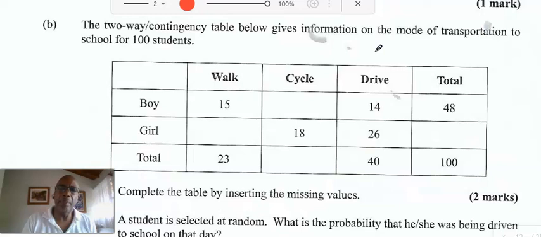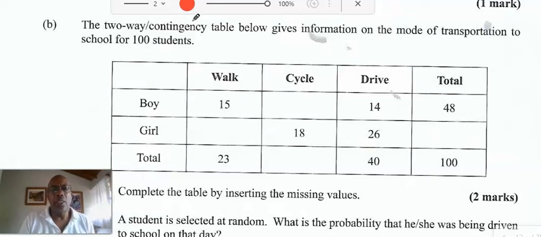Education Certificate Examination in Mathematics. That's for July. So we are on question number 5, part B. And here the question asks, the two-way contingency table below gives information on the mode of transportation to school for 100 students. And we were given this table here.